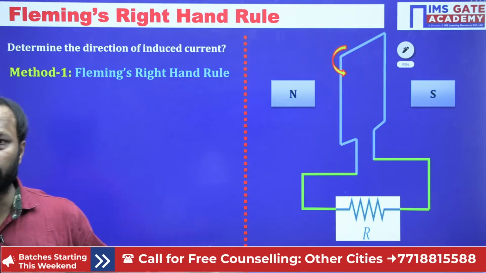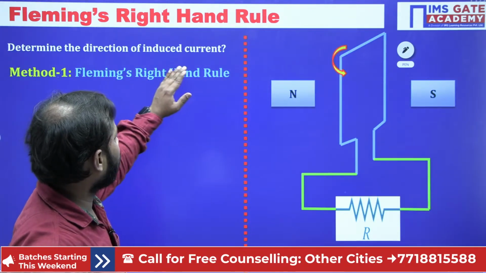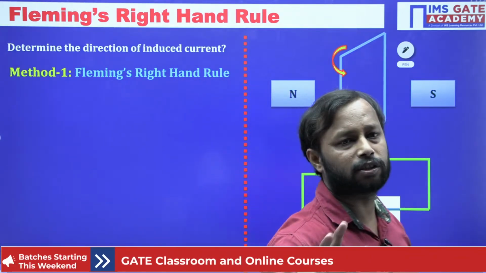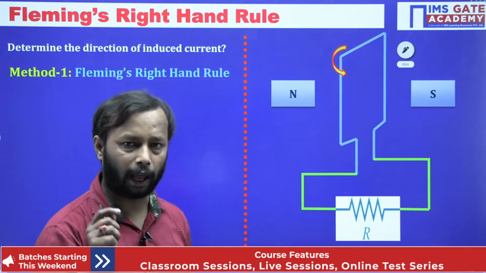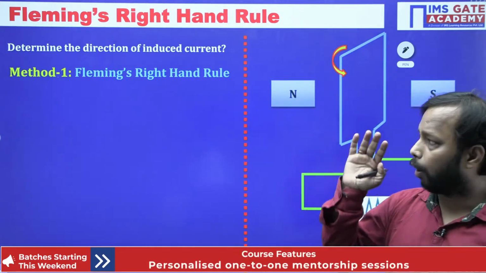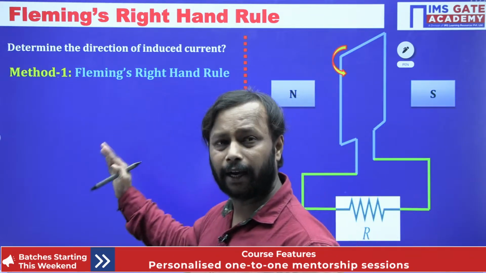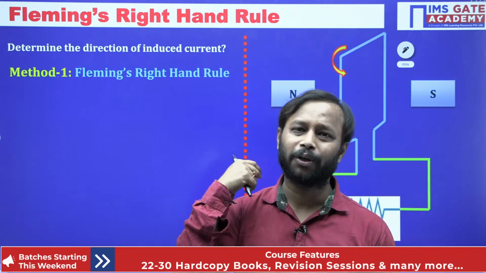So this is one question, and let us practice with the question here. Determine the direction of induced current. So basically we have three methods to find the direction of induced current. I will explain each and every method in a detailed manner. Please be attentive while I am dictating every method here. All right, do not lose pace, otherwise it is going to go above your head.